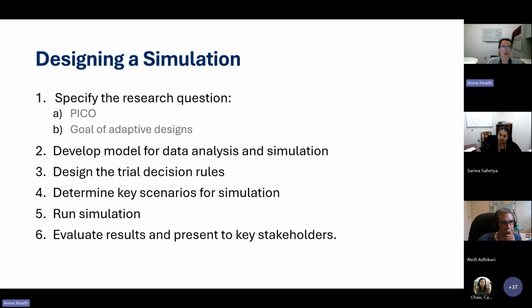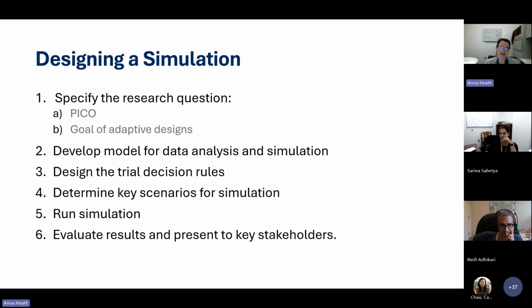Then you need to develop a model for your data analysis. So how are you going to analyze the data in the trial? But that also gives you a model for data simulation. So in this case, we need to work out how we're going to simulate the patients and what they look like. We have to design the trial decision rules. So what are those rules actually going to look like? How are we going to make changes to the trial conduct as the trial runs? Then we need to determine the key scenarios for simulation.